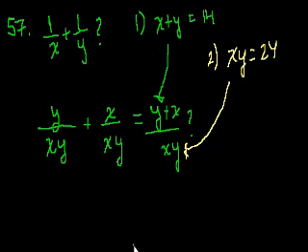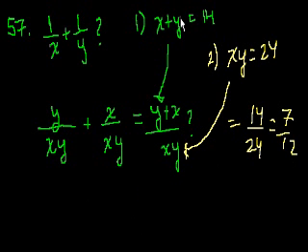So then we're done, right? This simplifies to this, and they're telling us what this is. x plus y is 14, so it equals 14 over 24. Not that we have to really solve for it, but that is equal to 7 over 12. But as soon as you say, oh, that's that, you're done. You say, both statements together are sufficient. So C.